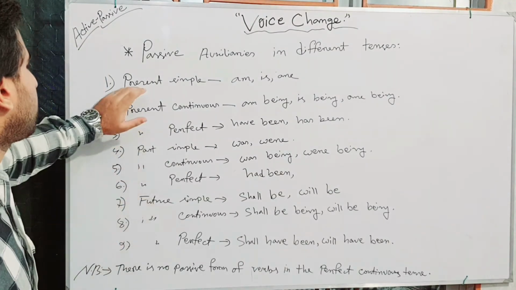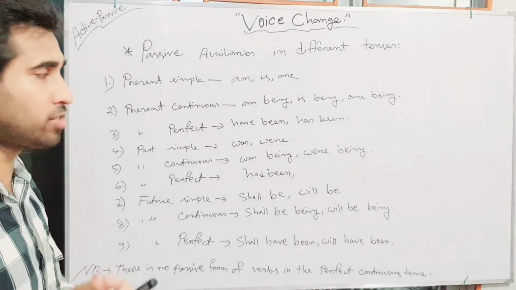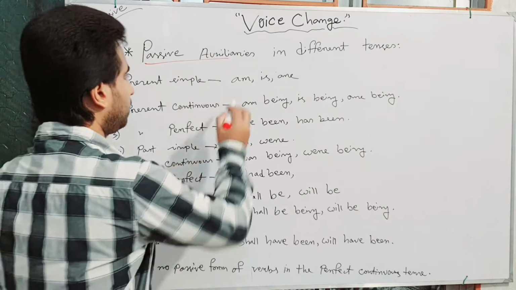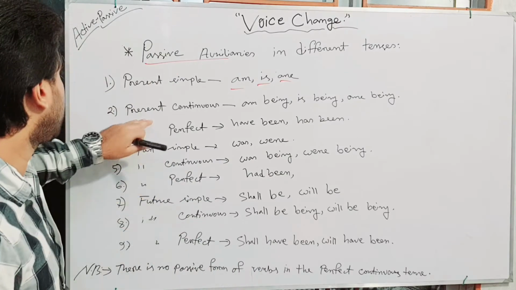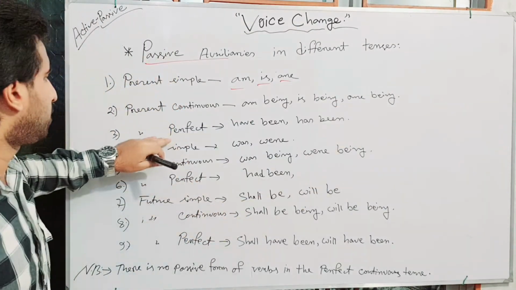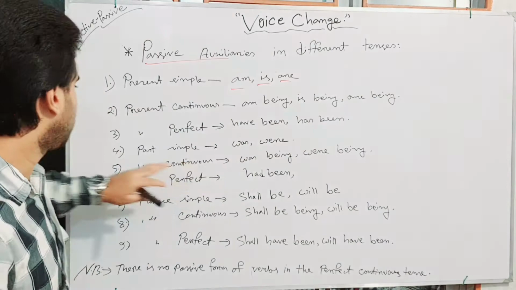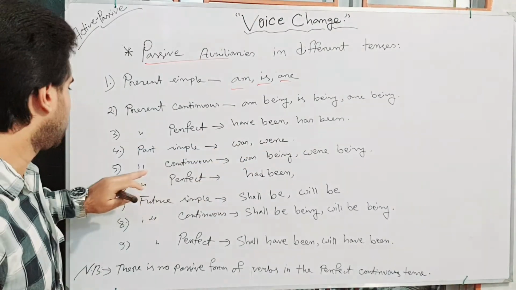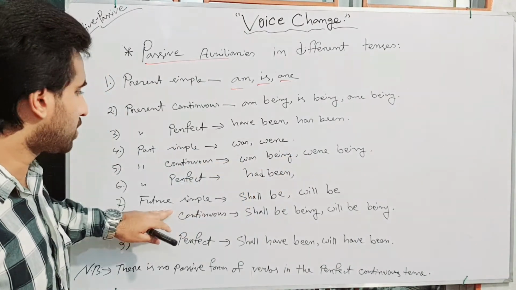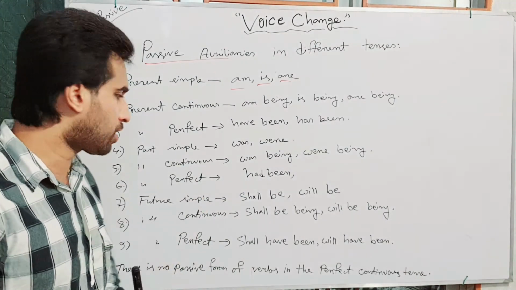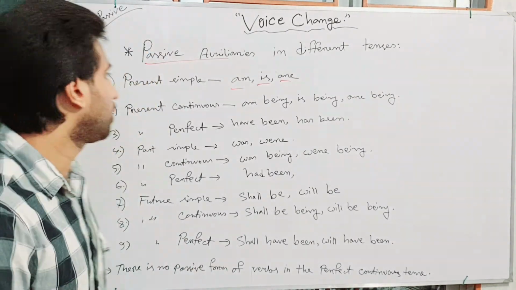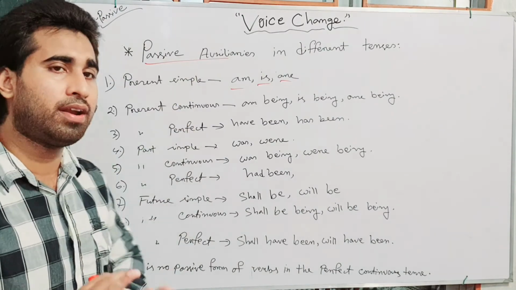So dear followers, look at this. The first one is present simple. In the case of present simple, the passive auxiliaries are am, is, are. In the case of present continuous, it is am being, is being, are being. Present perfect: have been, has been. Past simple: was, were. Past continuous: was being, were being. Past perfect: had been. Future simple: shall be, will be. Future continuous: shall be being, will be being. And future perfect: shall have been, will have been. These are the passive auxiliaries in different tenses.